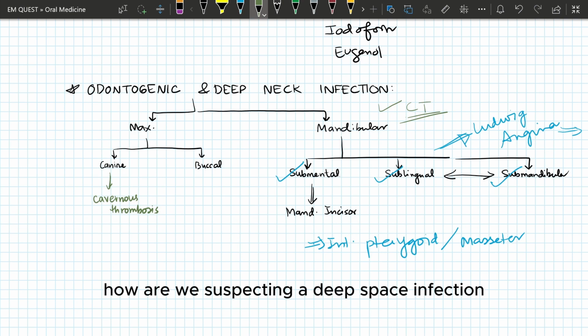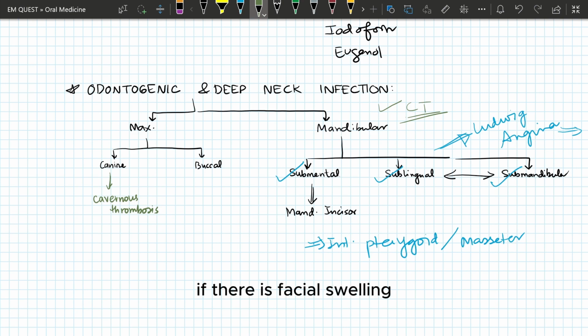How are we suspecting a deep space infection? If there is facial swelling, restricted mouth opening, a voice change, an elevated floor of mouth, dyspnea, or odynophagia. There should be a very low threshold in immunosuppressed patients, especially those with HIV and diabetes.